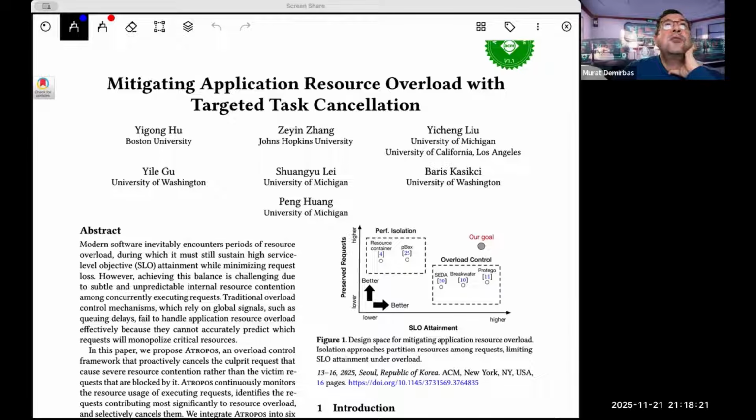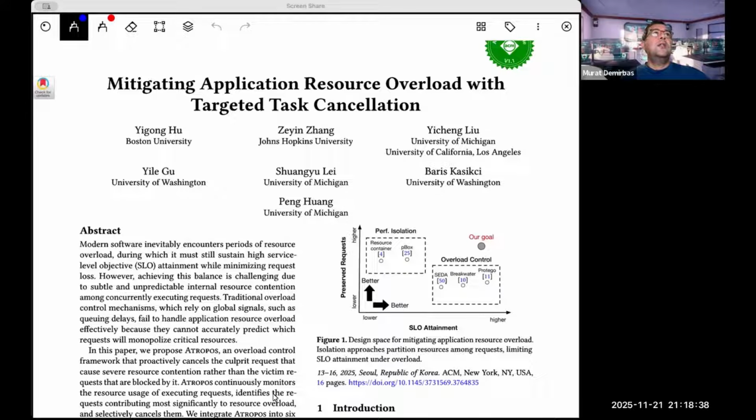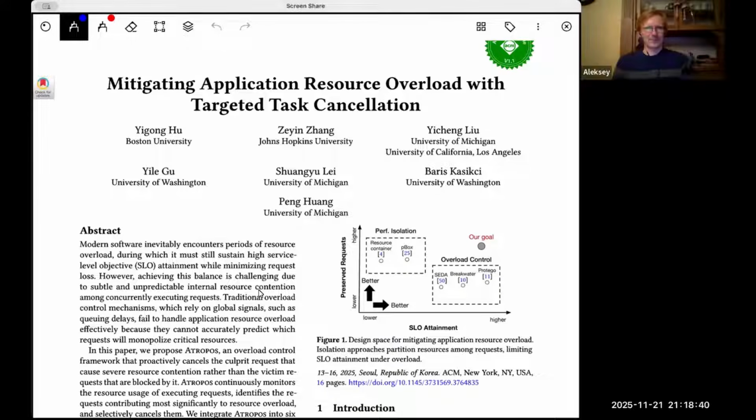Mitigating application resource overload with targeted task cancellation. This appeared at SOSP, right? Yeah, SOSP in Korea recently. Last month, fresh off the press. Okay, Alexi, do the honors with the abstract.